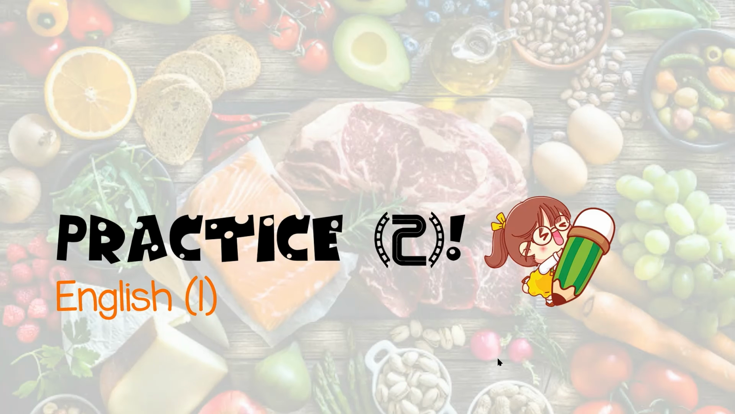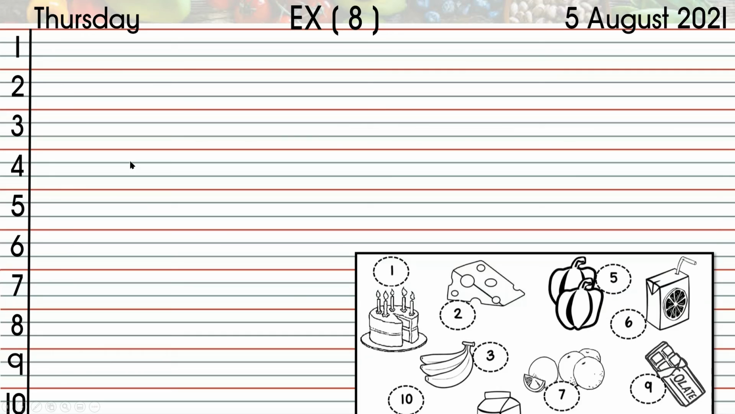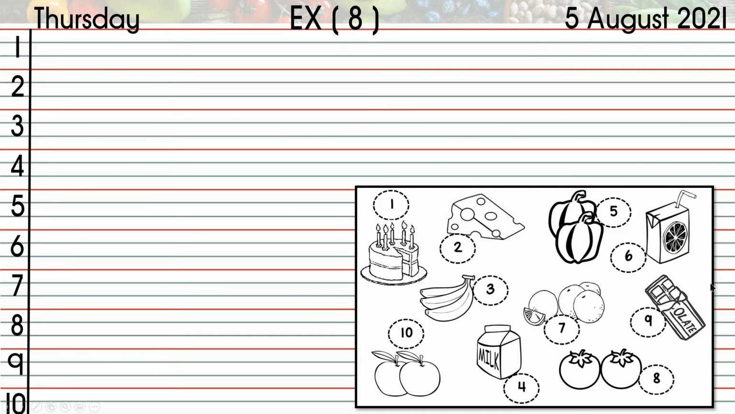Alright, it's homework time. You'll be writing it in your English 1. Look carefully, English 1, not your journal. As usual, put down today's day and date, Thursday, 5th August. This is EX8. You will be writing 10 sentences. You do not need to leave a space between your sentences. You'll be writing based on this picture. There are 10 pictures, one for each sentence.